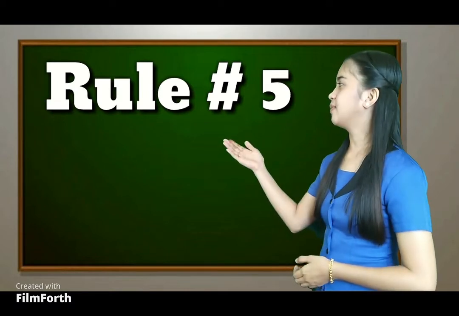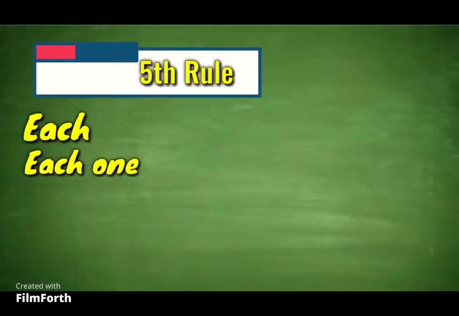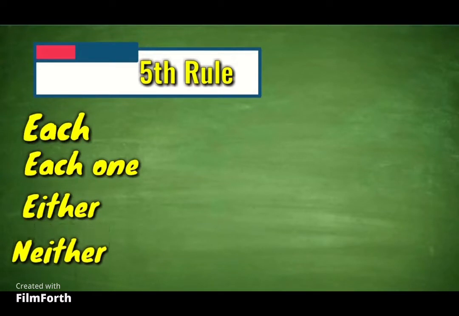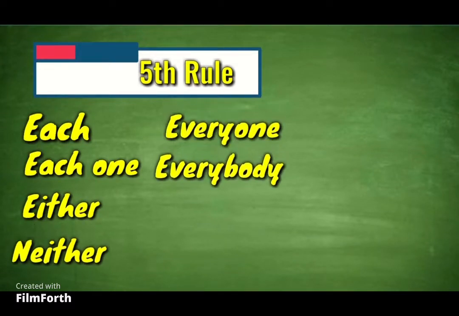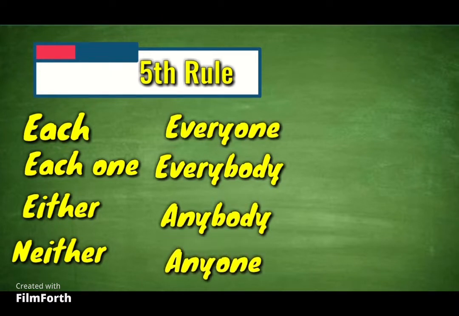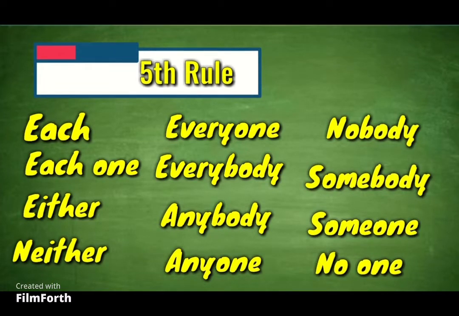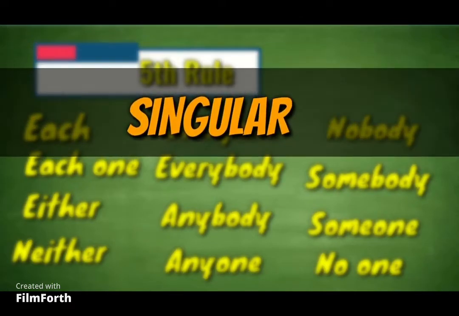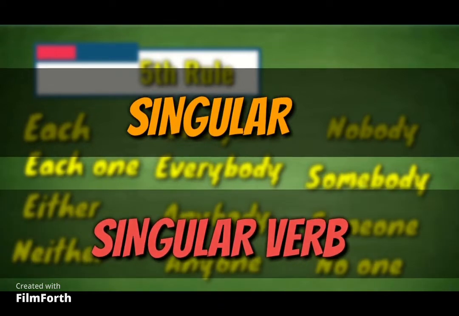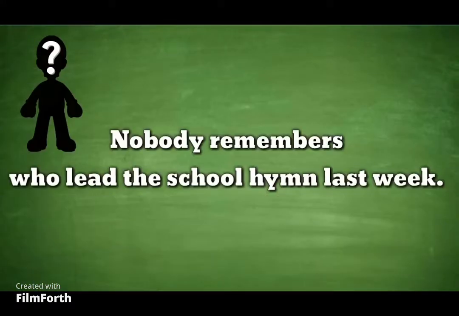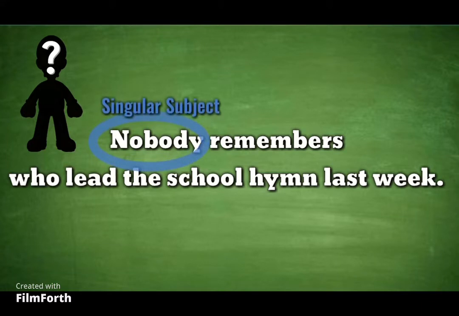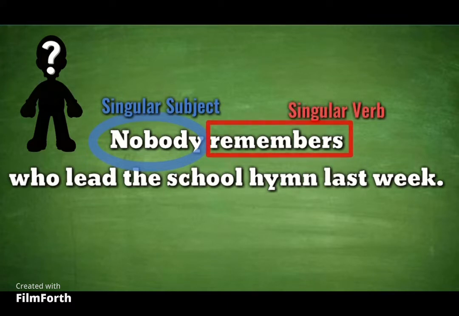Rule number 5. We have each, one, either, neither, everyone, everybody, anybody, anyone, nobody, somebody, someone, no one. These are all singular and require a singular verb. Example: Nobody remembers who led the school hymn last week. You should keep in mind that although they might seem many, we should use the singular form of the verb when they are our subject.